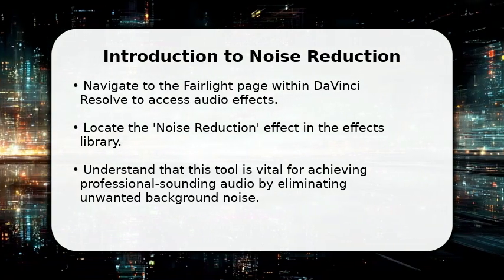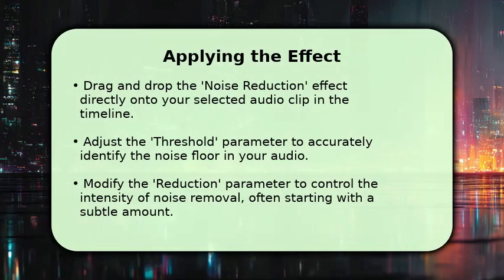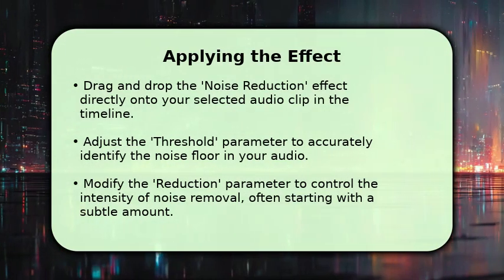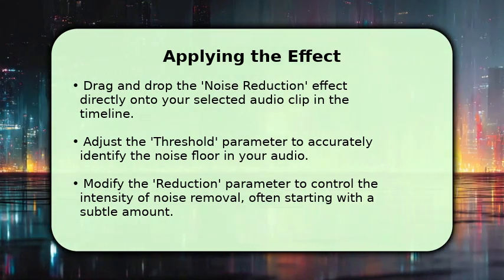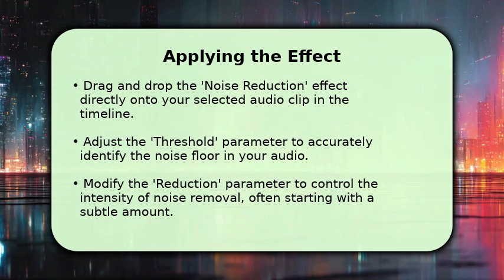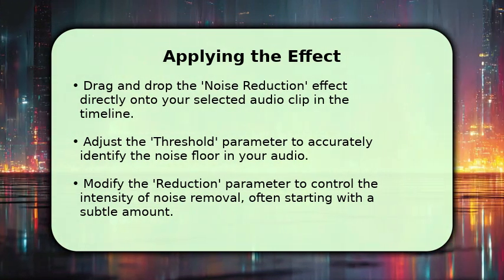Preparing your audio track by selecting it is the first step before applying any effects. After locating the effect, simply drag and drop the noise reduction onto your desired audio clip in the timeline. You'll then see its parameters appear in the inspector. The two most crucial controls are threshold and reduction.